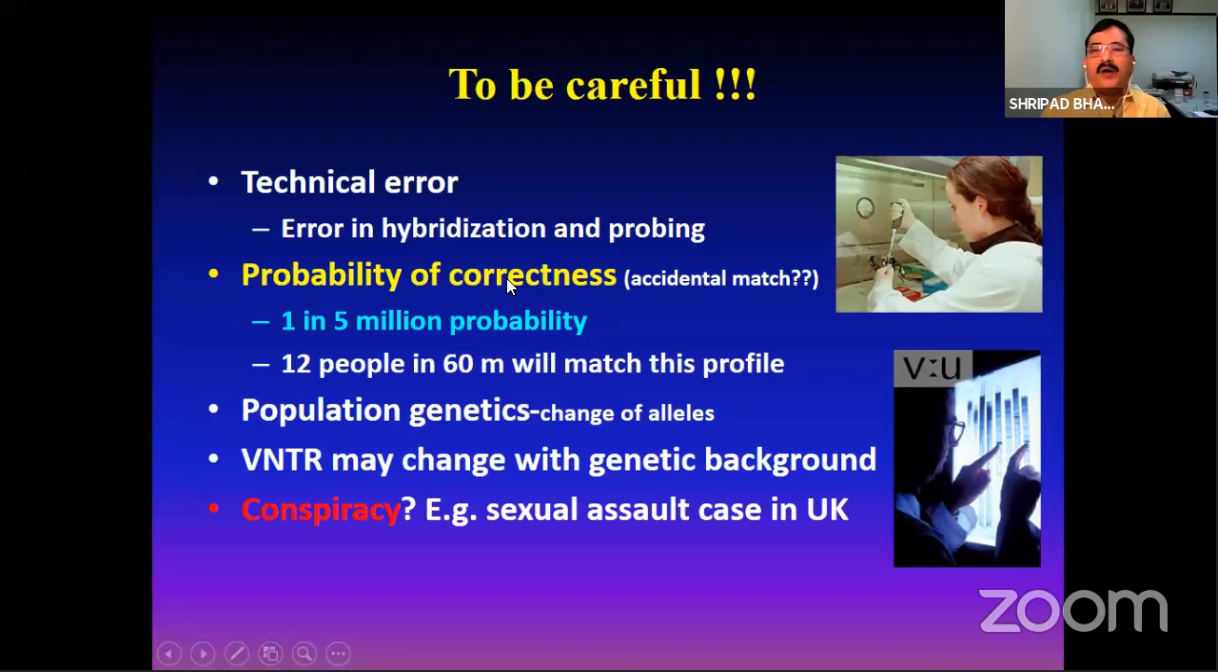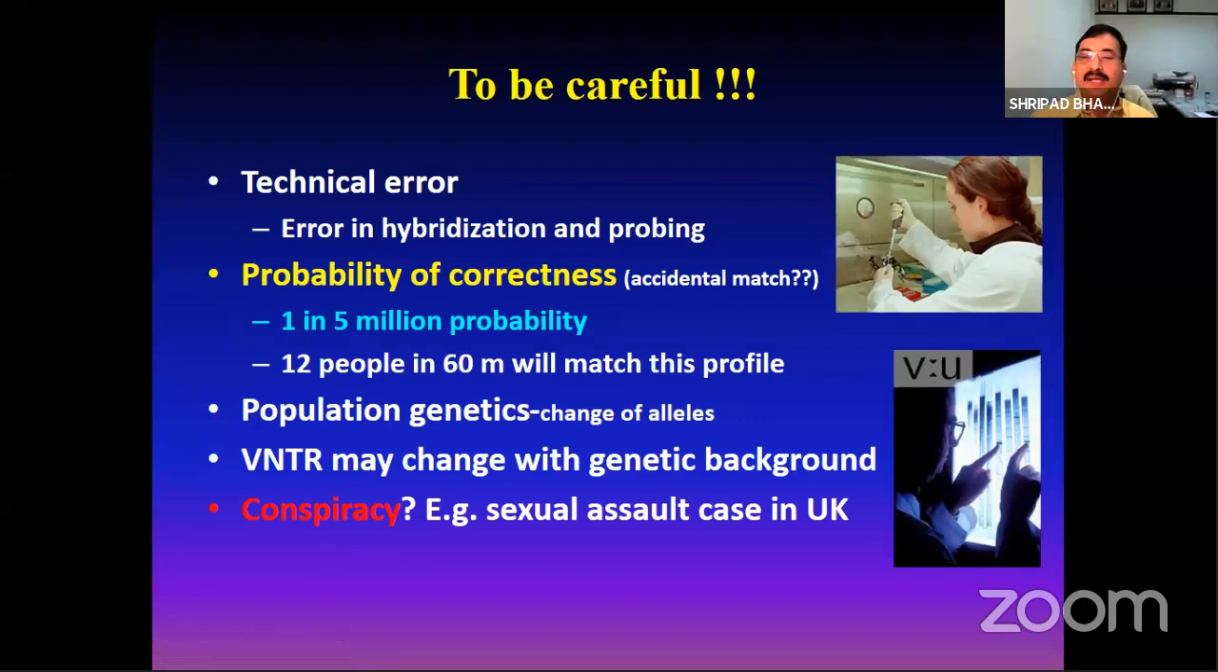Probability of correctness. How can you say that what you are getting is correct? You may have another person who has the same DNA profile. There is a case in USA where the lawyer questioned that maybe another person may have the same profile. Then the judge invited the mathematician and asked them to prove the likelihood that the same profile can be found in another person. And they explained mathematically that it is 1 in 5 million. Now, if you use one marker, this is the probability. If you use more markers, the probability will go down and down. So if you use about 5 to 10 markers, having a similar DNA profile is almost nil. Okay? All right.